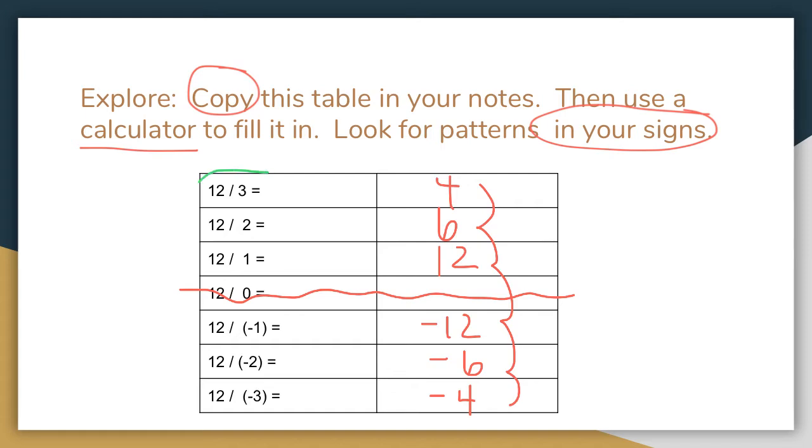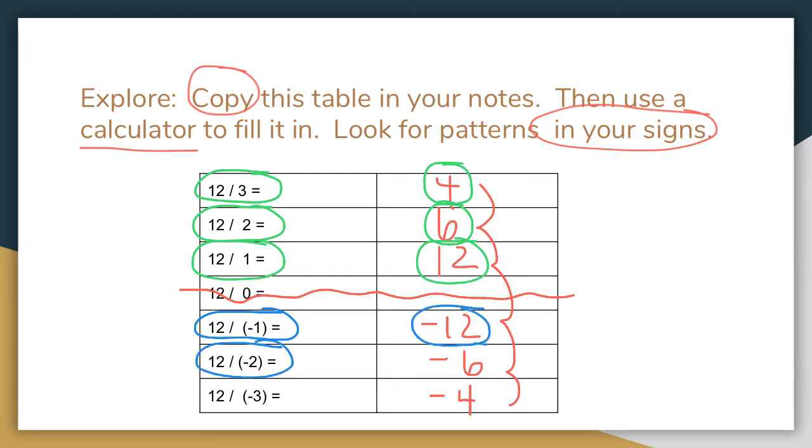So we had 2 positive factors that gave us a positive product. 2 positive factors, positive product. But then notice when we added a negative into the mix, when we had a positive and a negative factor, we got a negative answer. Same thing here, we got a negative answer. A positive and a negative gave us a negative answer.